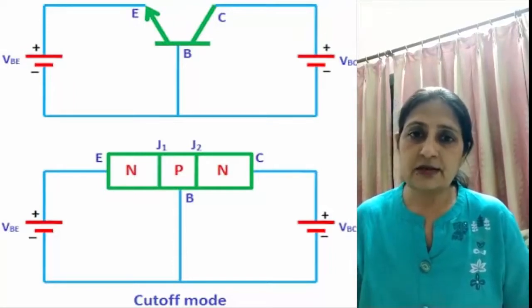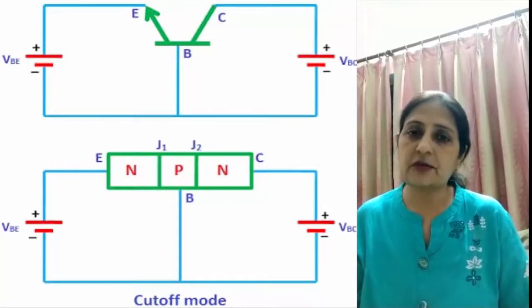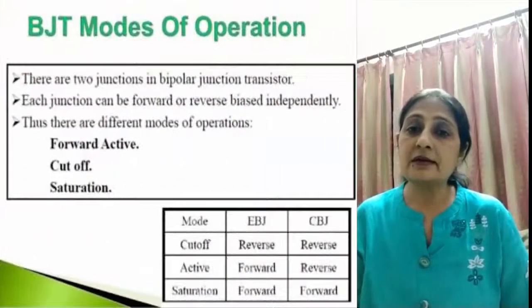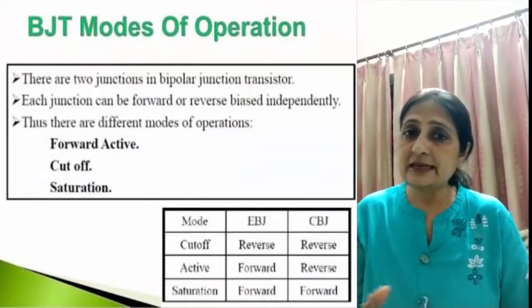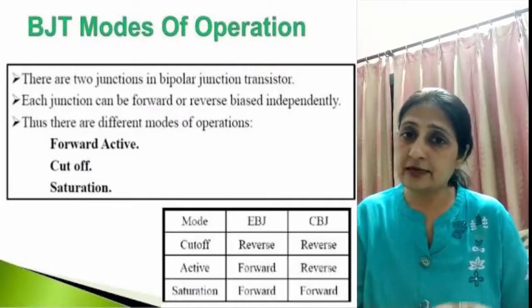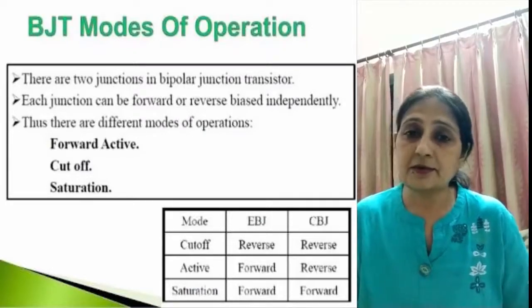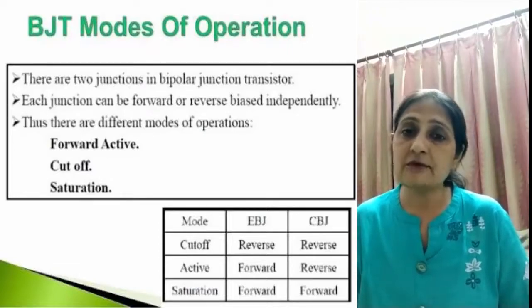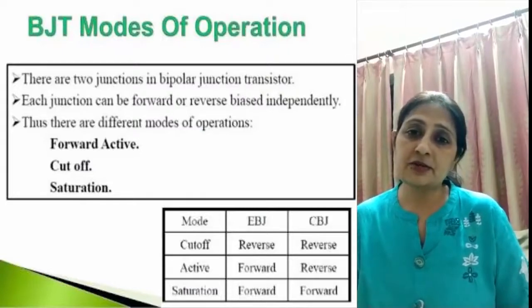Apart from these three regions, that is active region, saturation region and cutoff region, we have one more region of operation, that is reverse active mode. In reverse active mode, it is basically the reverse of active mode. In active mode, we had emitter base junction forward biased and collector base junction reverse biased. So in reverse active mode, we have emitter base junction reverse biased and collector base junction forward biased.